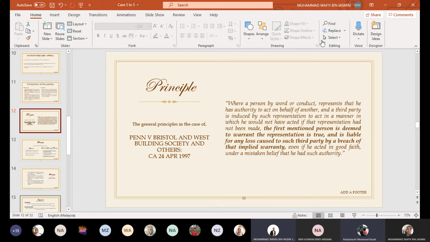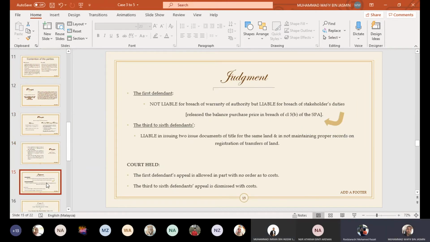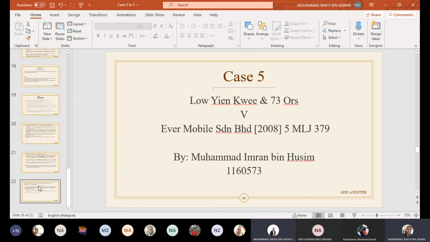Okay, boleh kita teruskan. Ada lagi tak sebelum? Yes, madam, last case, madam. By Imran, last case. Apa consequence dia dan apa kaitan consequence tu dengan case tu, saja pendek. Wafi, can we go to the last slide? Okay, last slide. Siapa present?